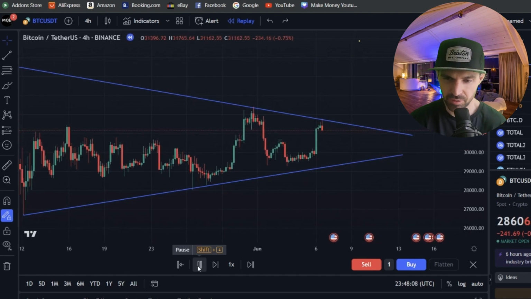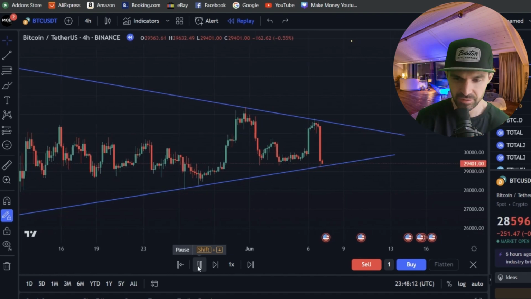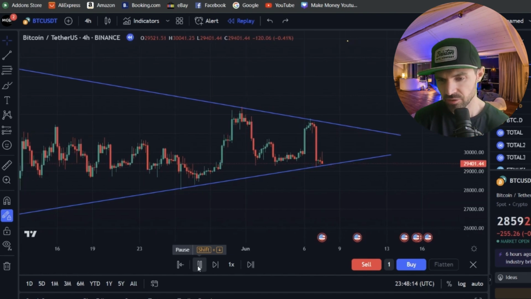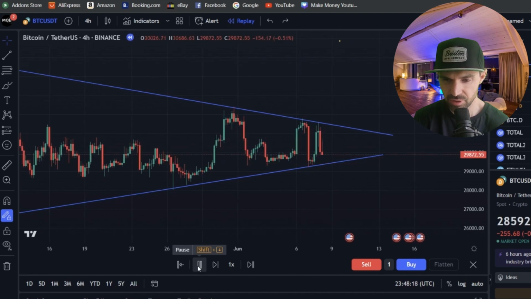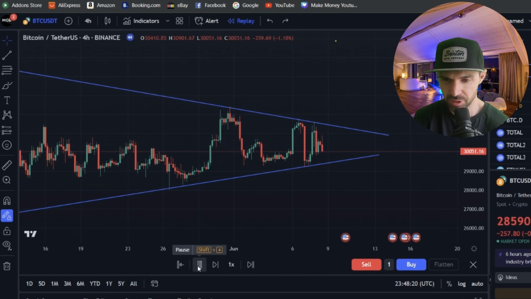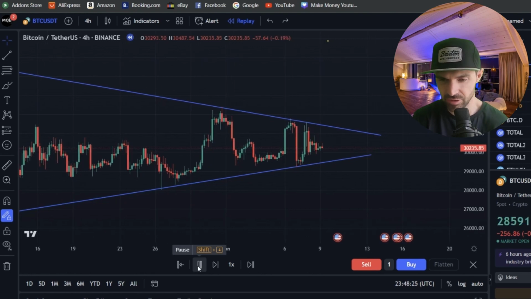Big wick up here, kissed the top trend line. Now it's selling off again, a complete sell off, and we see if it can get support on the lower time trend line, and it does. It bounced back up again, got another touch on the higher trend line.